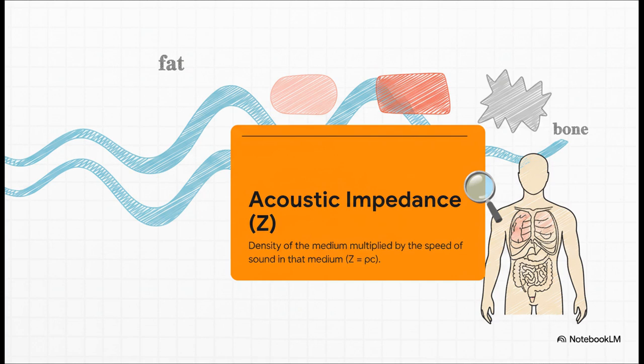Now, as those sound waves travel through the body, they're obviously going to encounter different types of tissues. And this brings us to an absolutely vital syllabus definition: specific acoustic impedance, which we represent with the letter Z. Take a look at the formula. Z equals the density of the medium, that's the Greek letter rho, multiplied by c, which is the speed of sound in that specific medium. You can basically think of acoustic impedance as a measure of how much a specific tissue resists the transmission of sound. And every single tissue in your body, fat, muscle, bone, has its very own unique Z value.